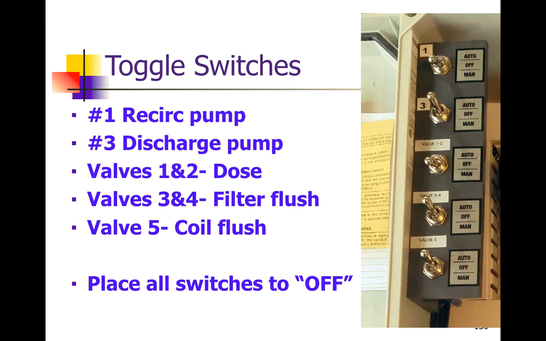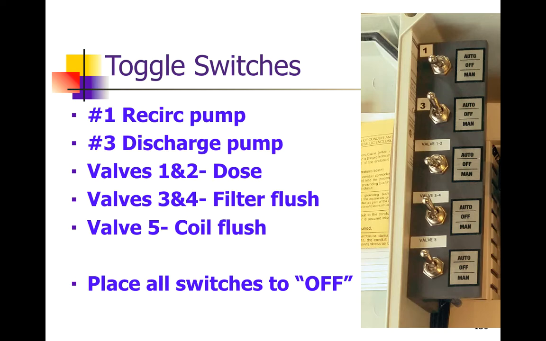In the control panel are 5 toggle switches. The top toggle switch, number 1, is for the recirc pump. Number 3 pump is the discharge pump. Valves 1 and 2 always work together, so there's one switch for those valves. Valves 3 and 4 always work together, so there's again only one switch for that. And valve 5 is kind of the outlier, and it has its own switch.